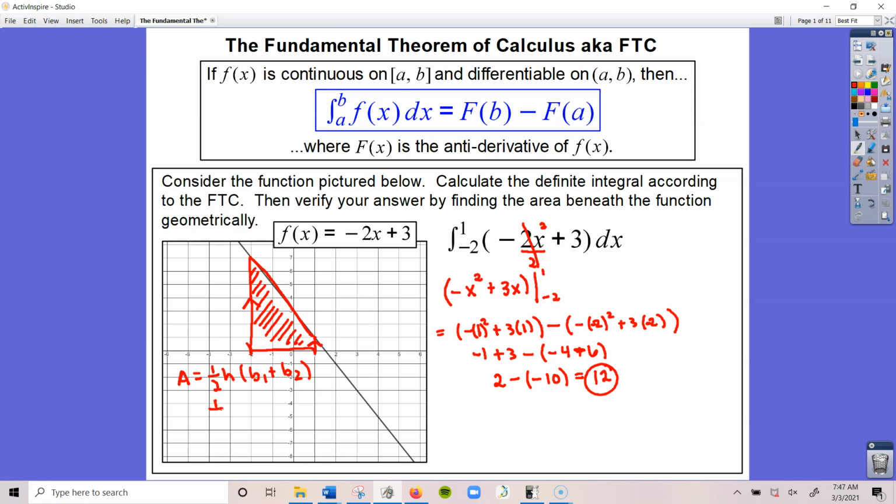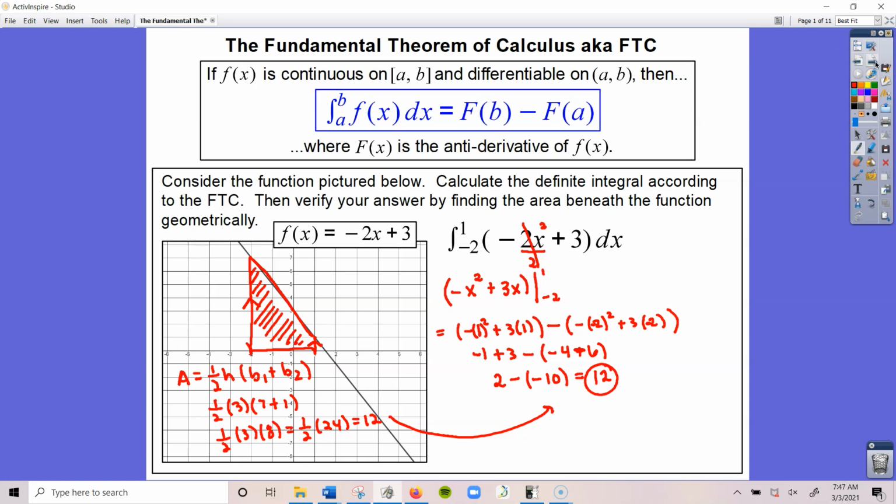So we have 1/2 times the height, which is 3 units, times base 1, which is 7 units, plus base 2, which is 1 unit. This gives me 1/2 times 3 times 8. 3 times 8 is 24, and half of 24 is equal to 12. And you see how we end up with the same answer.